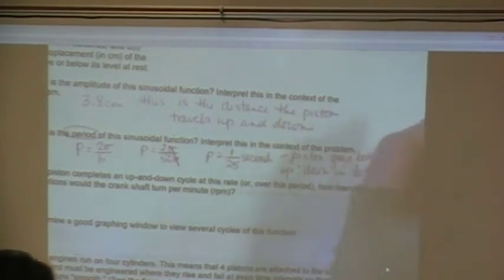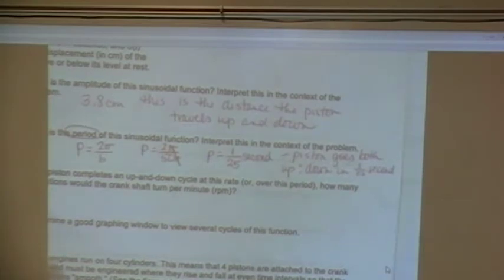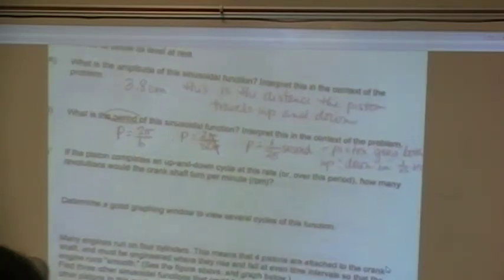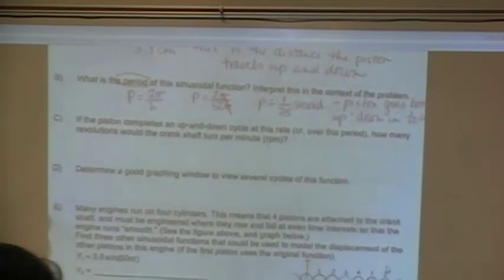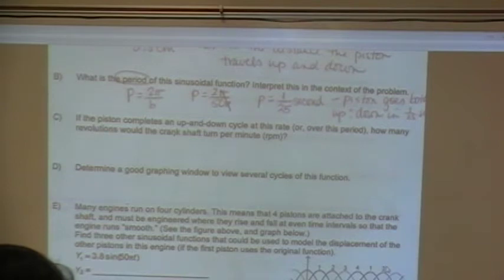The piston goes both up and down in 1/25th of a second. That is really fast. Although it's not really as fast as you think, because if the piston completes an up and down cycle at this rate, how many revolutions would the crankshaft turn per minute? Now think for just a second. It completes one cycle in a 25th of a second. So how many cycles does it complete in a second?